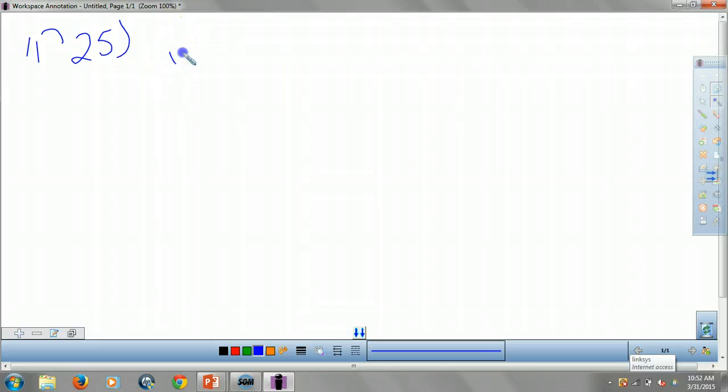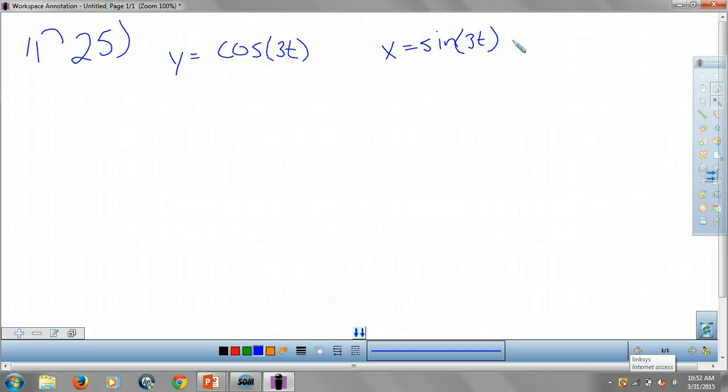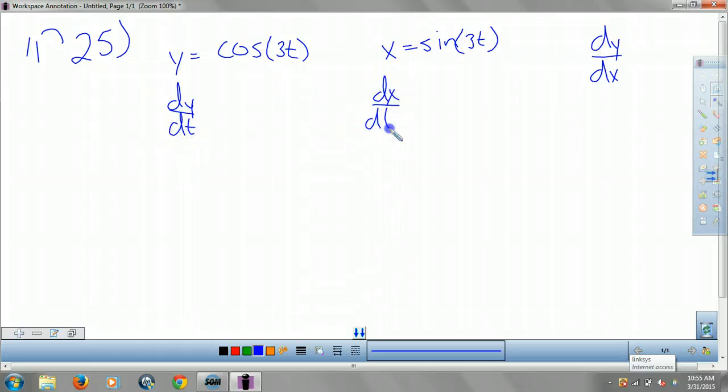In 25, they give you y is cosine of 3t, and x is sine of 3t, right? Hold on, I gotta pause this piece. Okay, and our end result, we want our dy over dx, right? We want our derivative of that function. So first what we do is you find your dy over dt and your dx over dt.